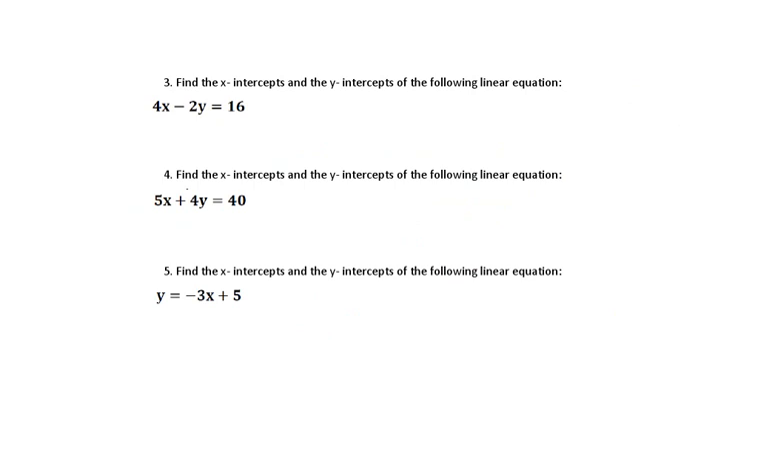Question 3 would like us to find the x-intercepts and y-intercepts of the equation. You know, we kind of did this in practice test 3 already, but it's the same method. For the x-intercept, what I like to do is replace y with 0. So if you do that, you get 4x minus 2 times 0 equals 16. But 2 times 0 is 0, so that goes away, leaving 4x equals 16. If you divide by 4, you get x equals 4. That is the x-intercept.